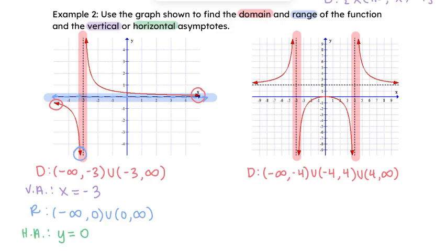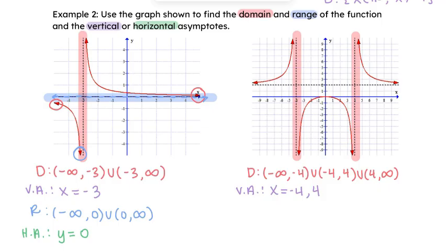So when I'm looking for my vertical asymptotes, my vertical asymptotes are at x equals -4 and +4. You can write them together like that with a comma in between them, or you could write it x equals -4 and then x equals +4, two separate equations, whichever you would like to do.